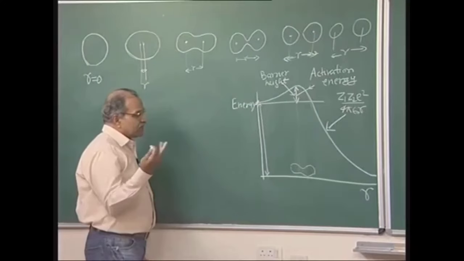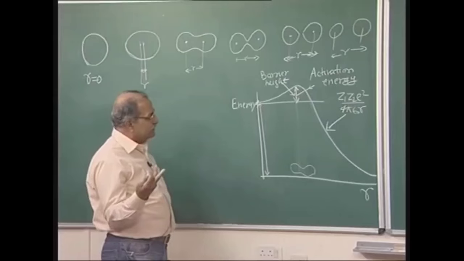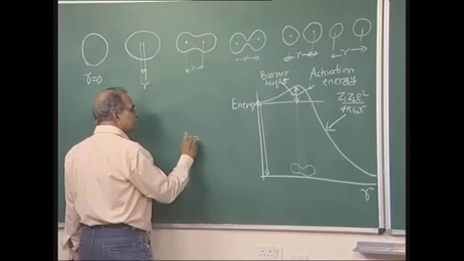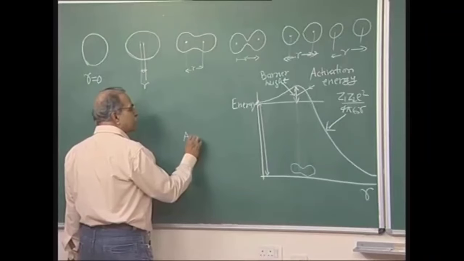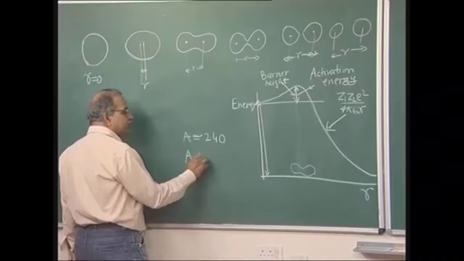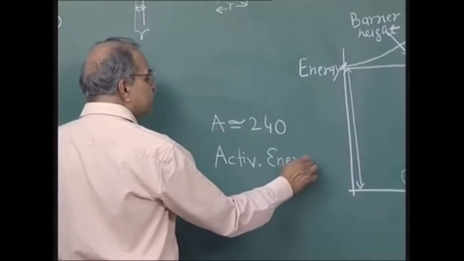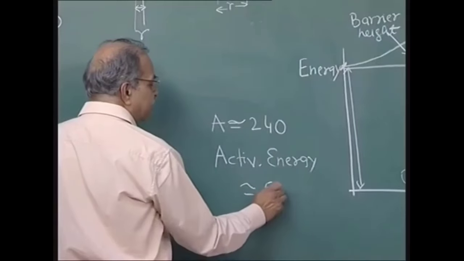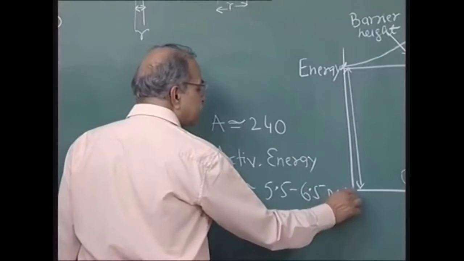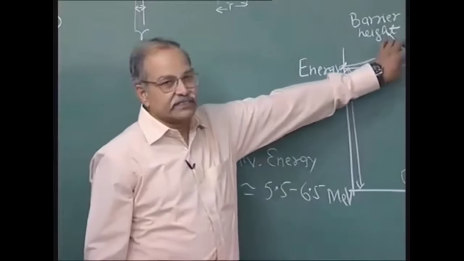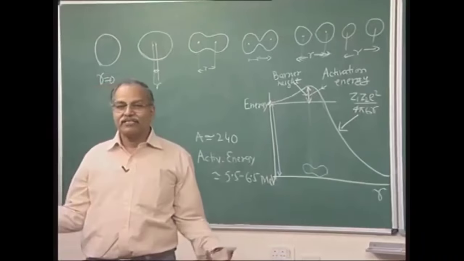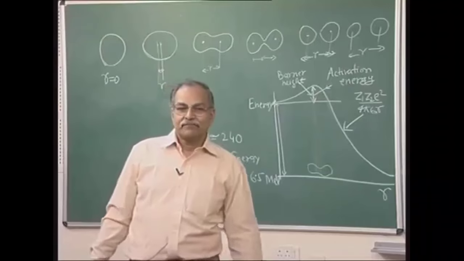So, for different A values, this barrier height is different, and for A equal to 240 or in that range, of course, it will be a sensitive function of A. So, somewhere around say 240 region, this activation energy or barrier height is something like say 5.5 MeV to 6 or 6.5 MeV, something of this sort. So, this much of extra energy is needed, and that is why the probability is very small, and that is why we have almost stable nuclei.